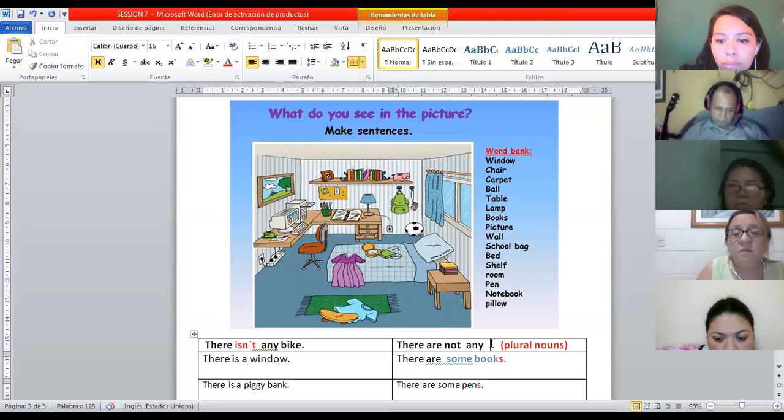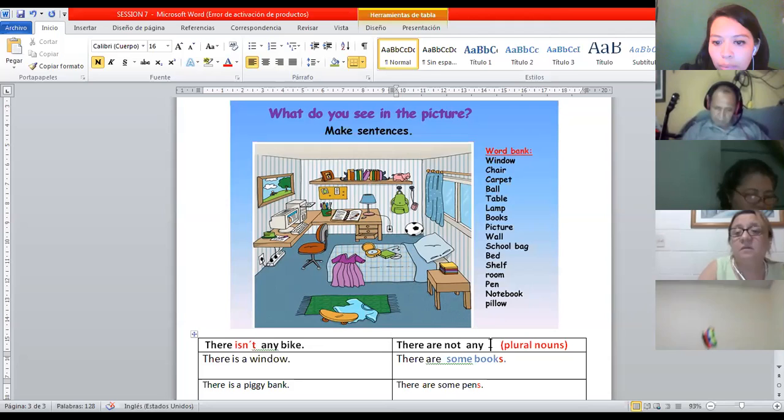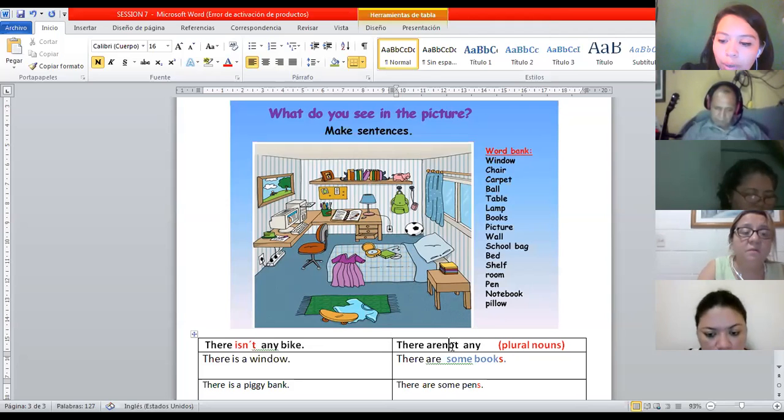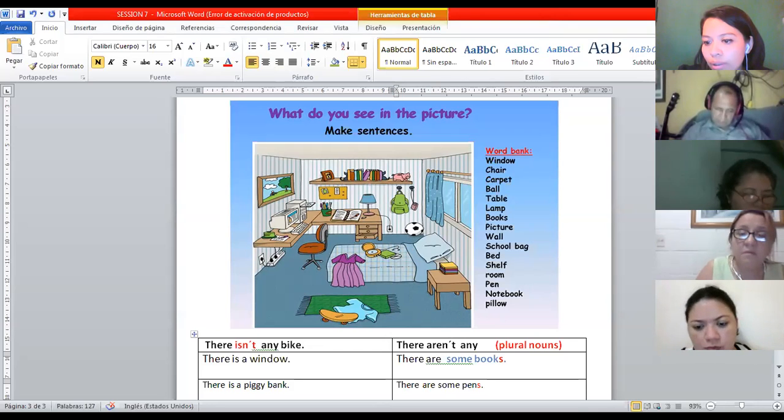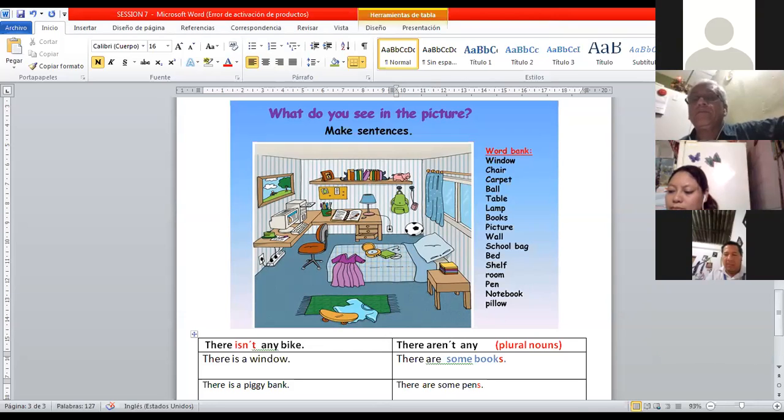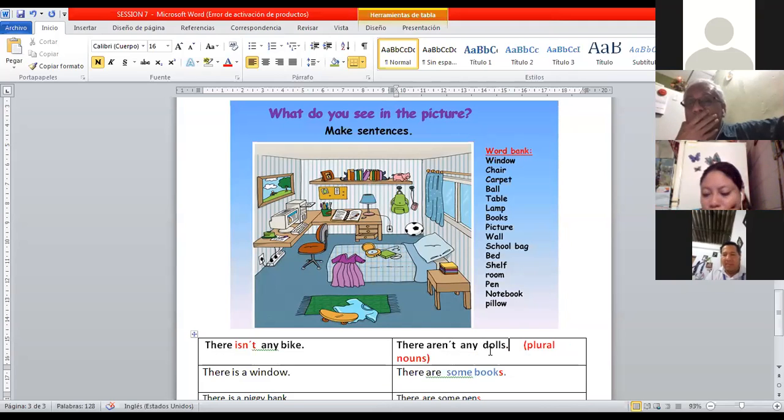Banks. Okay, banks. Yeah, probably pair of pants. Yeah, you're right. Let me see, shoes, for example, no veo shoes tampoco. So here, one more time, puedo ponerlo junto, all right? And I can say, there aren't any, for example, dolls, all right? No hay ninguna muñeca, there aren't any dolls.